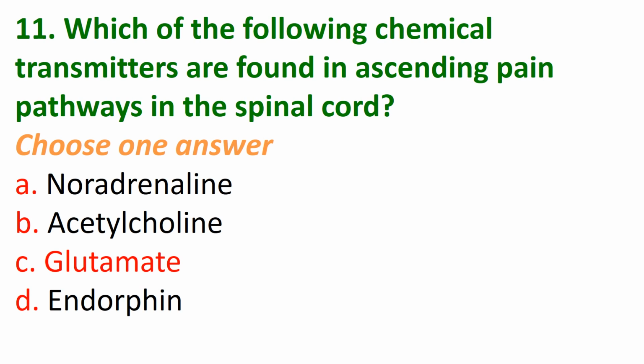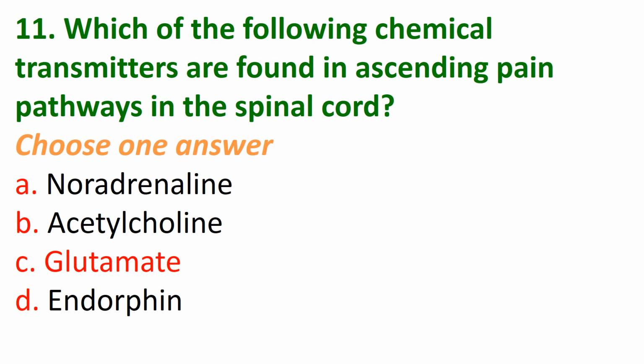Now, there are two main chemical transmitters that transmit pain from the peripheral nerves through the dorsal horn of the spinal cord into the ascending pathways. And they are glutamate or glutamic acid, it's the same thing. And the other one is substance P. Now, the fast pain from the A delta fibres is usually transmitted with glutamate as the chemical transmitter. The slow pain transmitted by C fibres, very often the chemical transmitter there is substance P. So the correct answer here is glutamate.